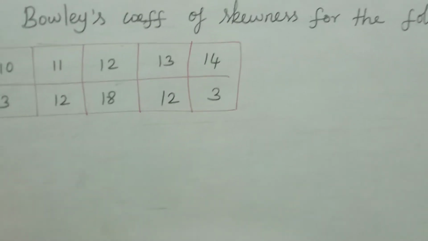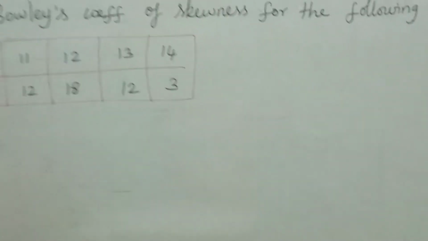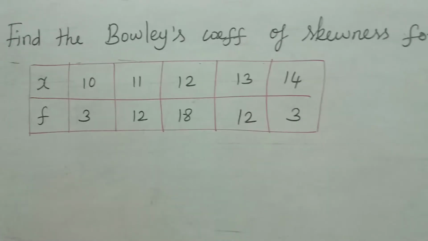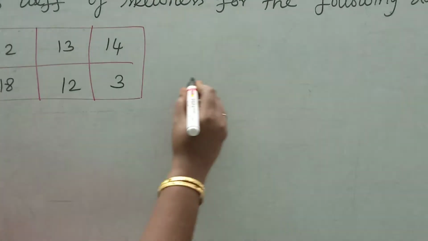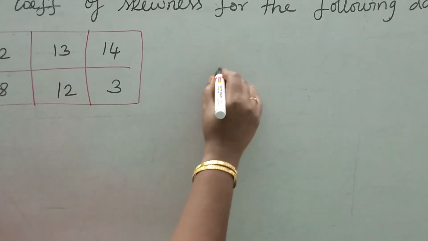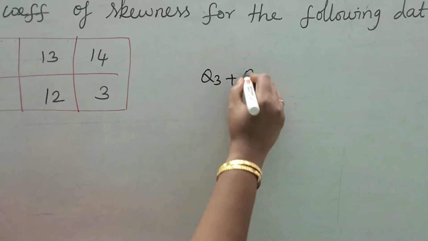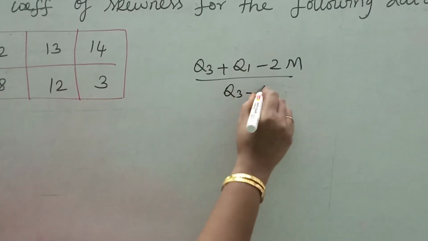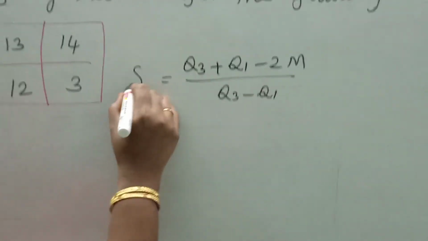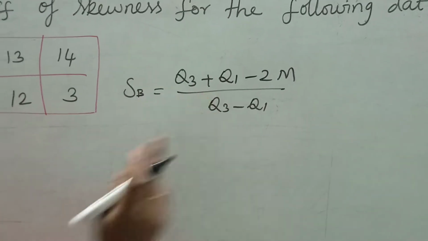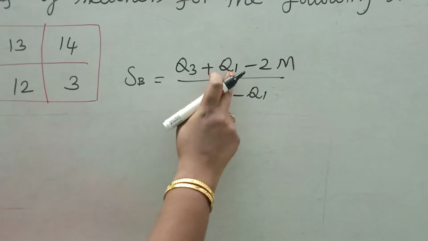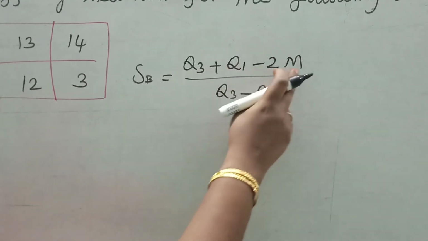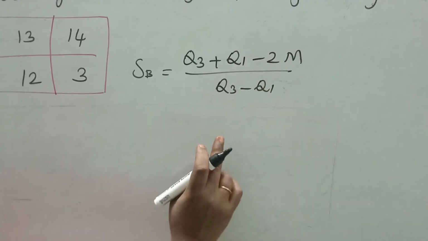Find the Bowley's coefficient of skewness for the following data. This sum is an example of discrete data. We know the Bowley's coefficient of skewness formula: Q3 plus Q1 minus 2 median divided by Q3 minus Q1. First we are going to find Q1, that is lower quartile. Next we are going to find Q3, upper quartile. Next we will find median value.